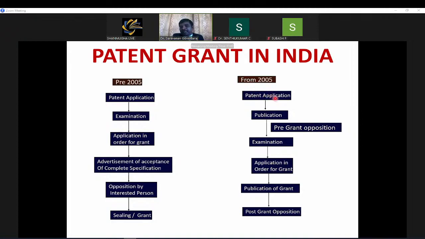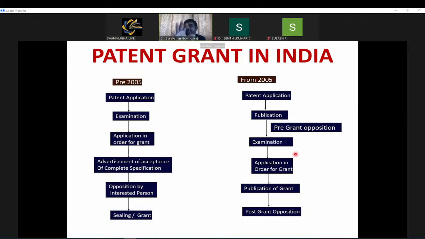Once you have filed, within 18 months they will publish. If we want earlier publication, we can request it. In that case, before grant, somebody can oppose, or nobody opposes. And if we give a request, the patent office will go for examination, and if they are satisfied, you will get a grant of the application. After that grant also, they can oppose. That is the post-grant approach.